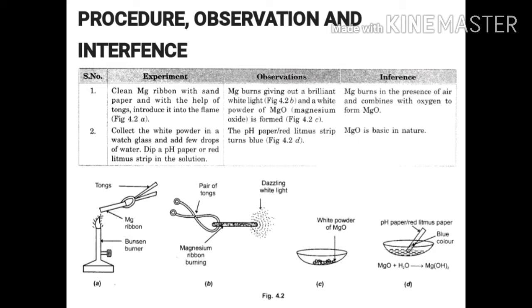Number 2, you can see we collect the white powder, that is the MgO powder, in a watch glass and add a few drops of water to it. Then dip the pH paper or red litmus strip into the solution. You will see that the strip turns blue in color. The pH paper turns blue, which shows MgO is basic in nature.